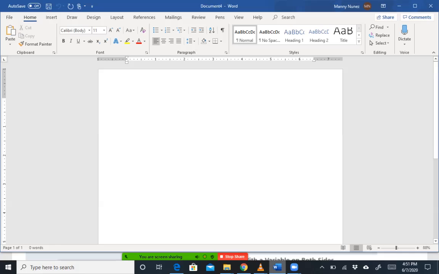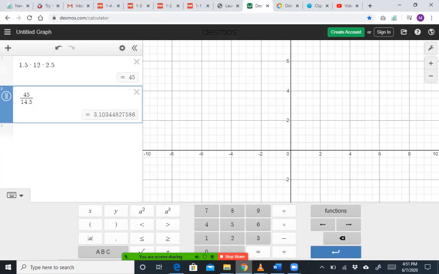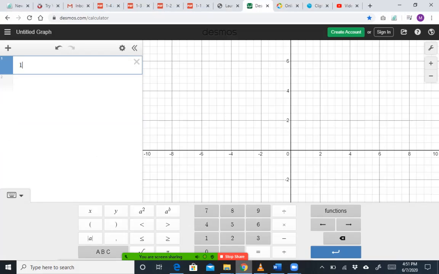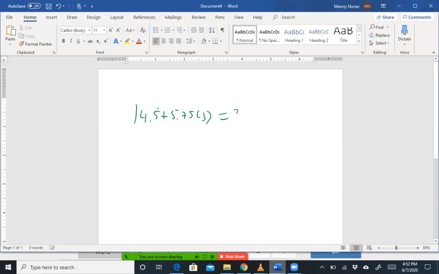Okay, so for the first one, 14.5 plus 5.75 times 3. And we can use good old Desmos. The way you see it is the way you can type it in. So here we go. 14.5 plus 5.75 multiplied by 3. It's 31.75. Not difficult. Okay? So that's 31.75. And that's theater A.